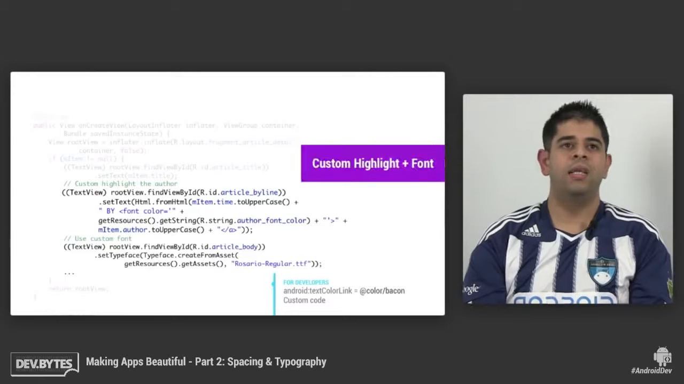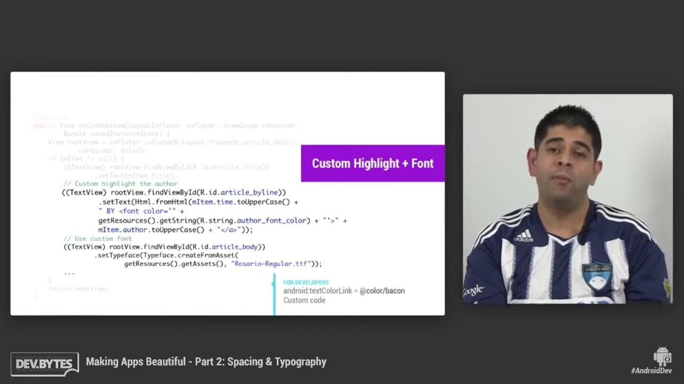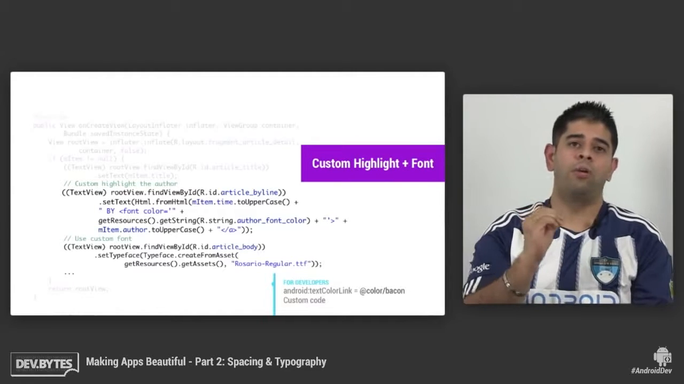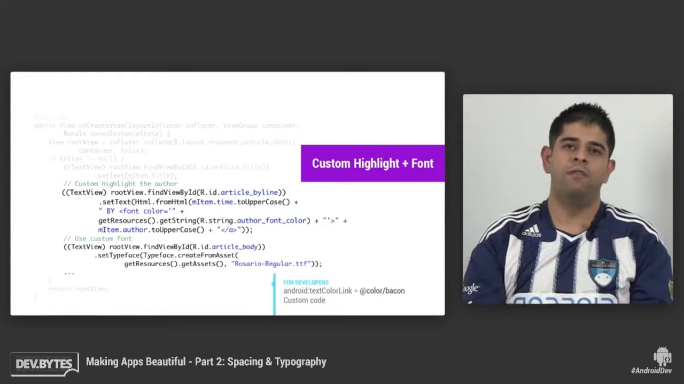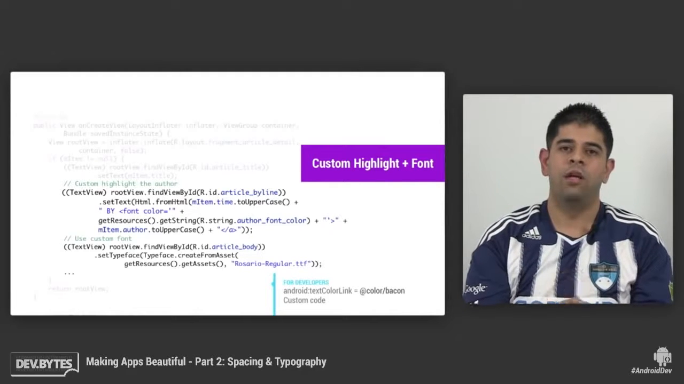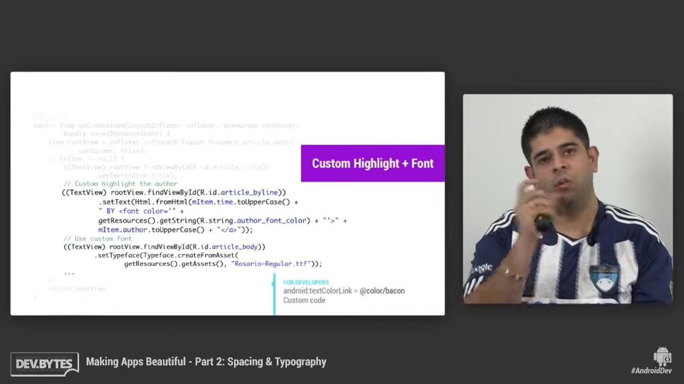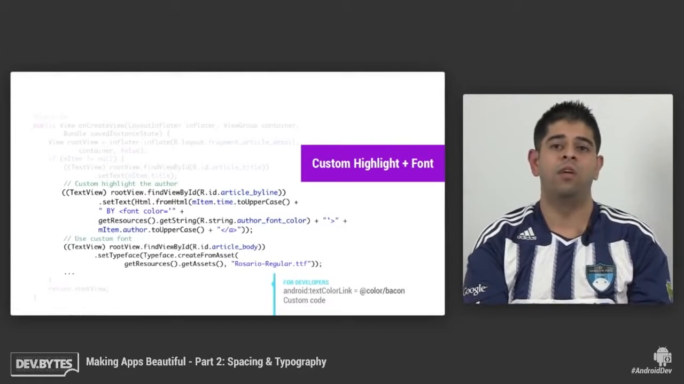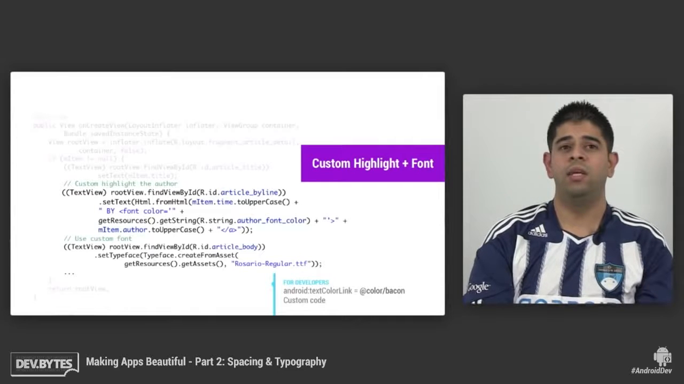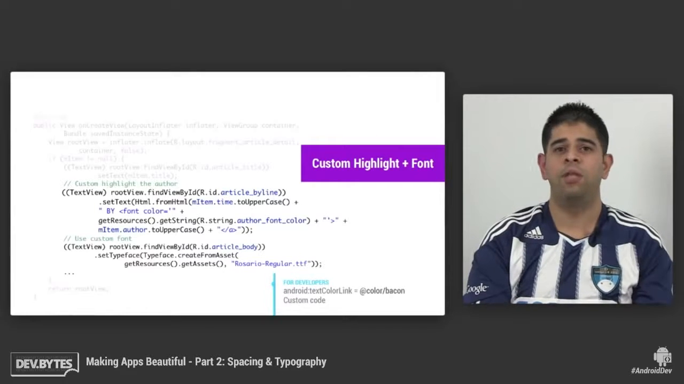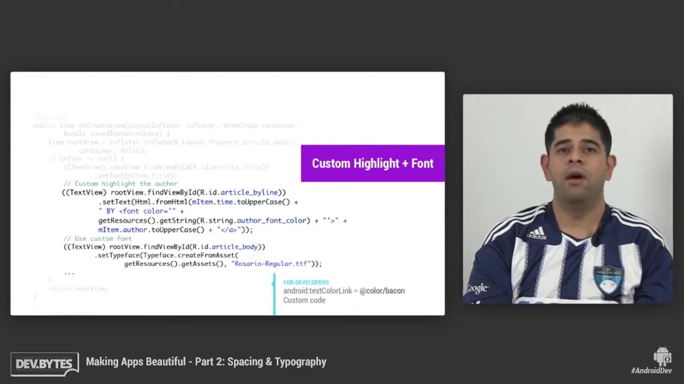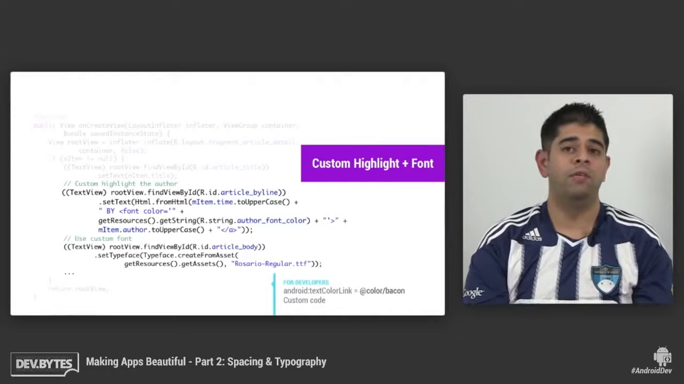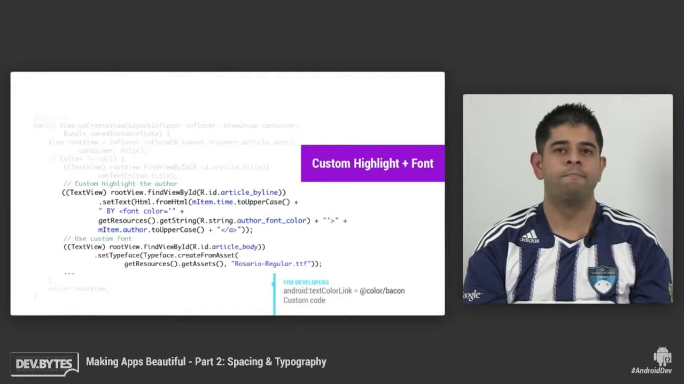The way we're doing that is, for that part, we're doing it programmatically, where in onCreateView we go and fetch the font color, and when we're going to put the author in that text view, we just put some HTML on either side to specify the font color. The other thing that we'll see that we're doing here is for the article body as well, where we're using a custom font that we've shipped with our APK.